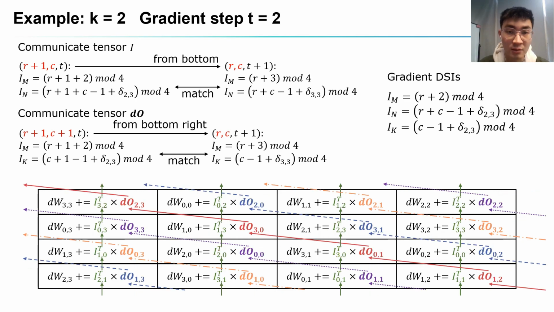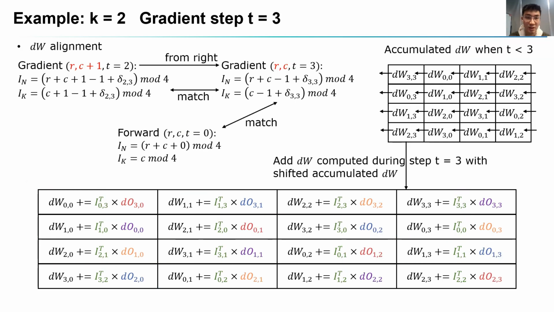The only special thing worth noting here is that we add the delta term to gradient DSIs of IN and IK, so that the dW distribution at the end of gradient is aligned with the W distribution at the first step of forward. The impact of this delta term on communication is to add a leftward displacement to the communication directions in the penultimate step of gradient. The delta term also results in the leftward shift of the final step's dW distribution compared to previous steps.